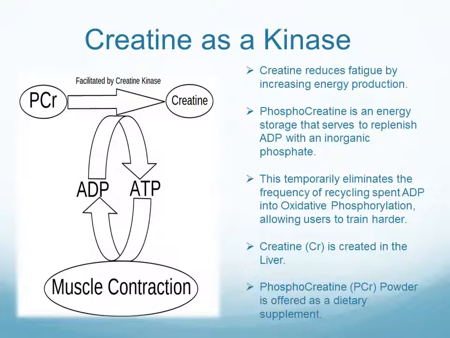Now phosphocreatine is ready to add a phosphate group onto the adenosine diphosphate. Once the phosphate group is added onto adenosine diphosphate, we know that this molecule is now ATP. So ATP is readily available for muscle contraction.